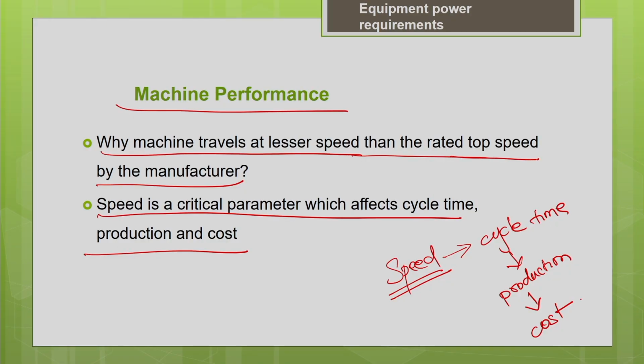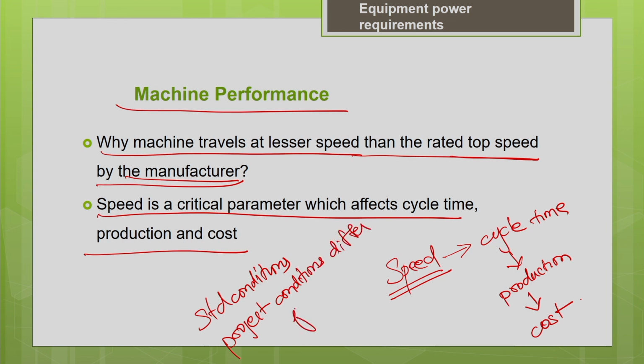Why is that? It is because the machine speed rating by the manufacturer is done under some standard conditions, but your project conditions may differ from the standard conditions. So that is the reason we are not able to realize in many cases the maximum speed or the maximum efficiency prescribed by the manufacturer. So that is why we need to know the expected performance of this particular machine for your project condition. You should be able to analyze that. So, we are going to learn how to analyze that particular performance in the upcoming slides.